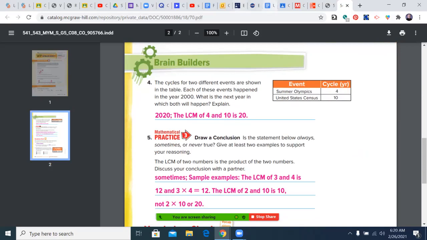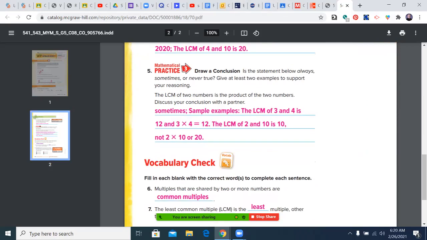Draw a conclusion. Is the statement below always, sometimes, or never true? Give at least 2 examples to support your reasoning. The least common multiple of 2 numbers is the product of the 2 numbers. Sometimes is your best answer. The least common multiple of 3 and 4 is 12, 3 times 4. But the least common multiple of 2 and 10 is 10, not 2 times 10 or 20. And that was discussed a little bit during the lesson yesterday.